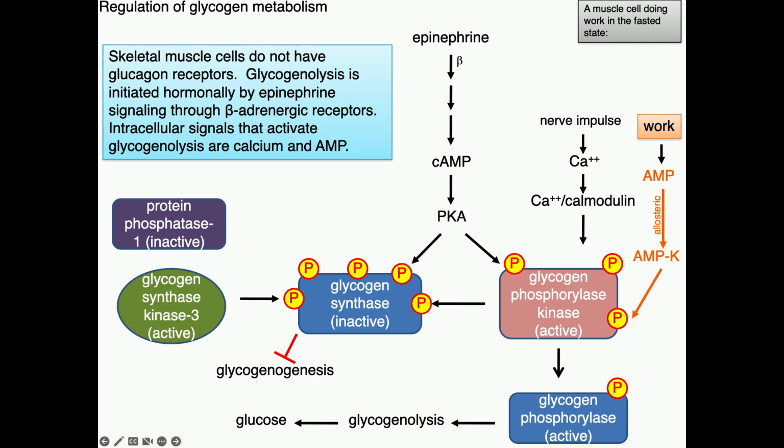A third input is the AMP kinase pathway. AMP kinase, or adenosine monophosphate kinase, is an intracellular kinase that is activated in conditions where the ATP to AMP ratio is low. If you're doing a lot of work, you're hydrolyzing a lot of ATP, the adenylate kinase reaction will be making a lot of AMP, and that's going to activate AMP kinase. AMP kinase has a lot of different substrates in the cell and affects protein synthesis and diverse other products.